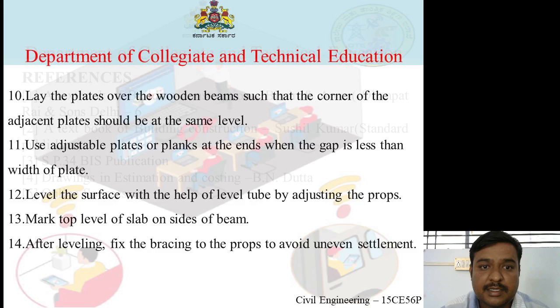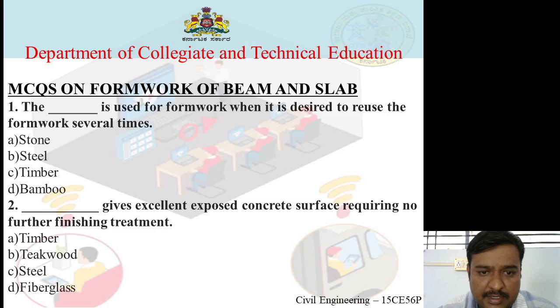The first one, which is used for the formwork when it is desired to reuse the formwork several times. Answer options: stone, steel, timber, and bamboo. The right answer is B, that is steel. And the second one, which gives excellent exposure to concrete, exposed concrete surface requiring no further finishing treatment. Also it is steel, C is the right answer. Steel gives an excellent exposed concrete surface with no further finishing treatment.